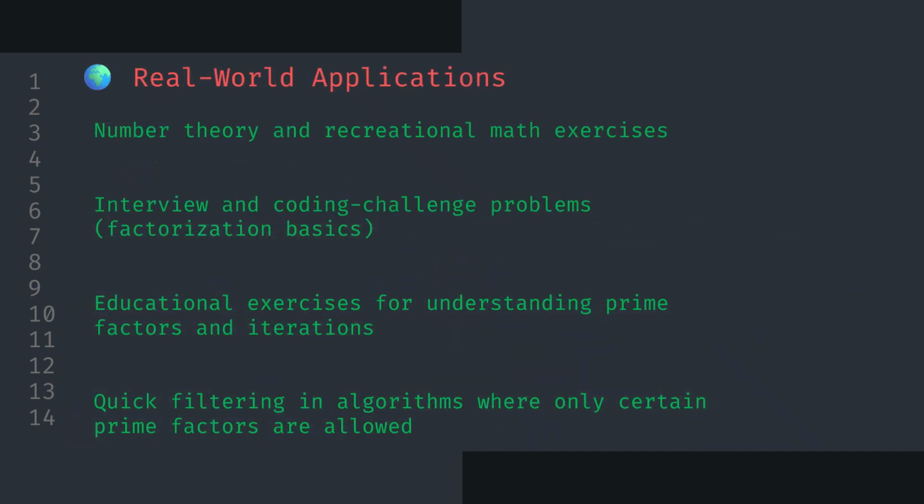Ugly number checks are mostly a pedagogical or interview style problem, but they are great for teaching factorization, logic, and loops. They also show how simple number theory insights, allowed prime sets, lead to concise code.